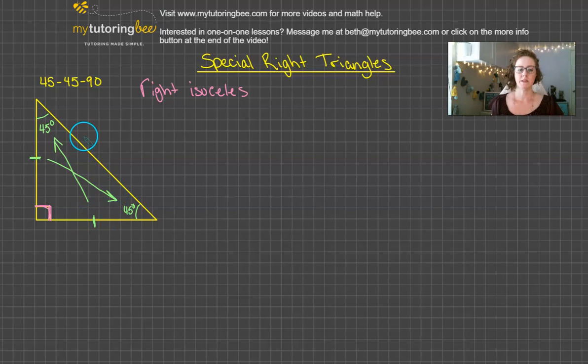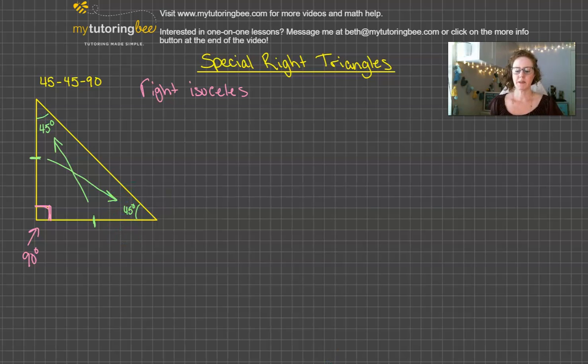And we know that the interior angles of a triangle all have to add up to 180. If we've already used 90 of those degrees here, then the remaining 90 must be split evenly amongst these two remaining angles, so that means they each have to be 45 degrees.